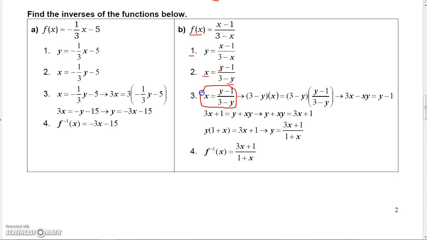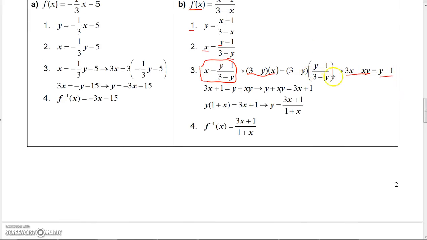Well, what I want to do first is eliminate this denominator, so I'm going to multiply both sides by 3 minus y. Well, if I multiply x by 3 minus y, I'm going to get 3x minus xy. And if I multiply this fraction by 3 minus y, I'm just going to get y minus 1.